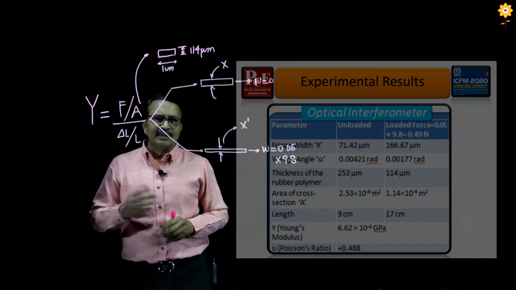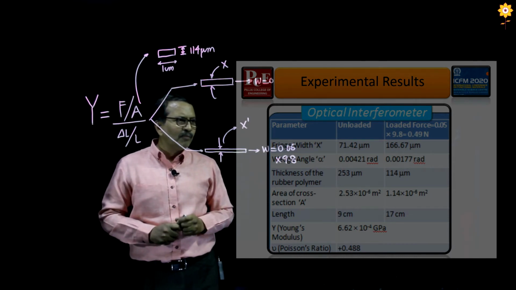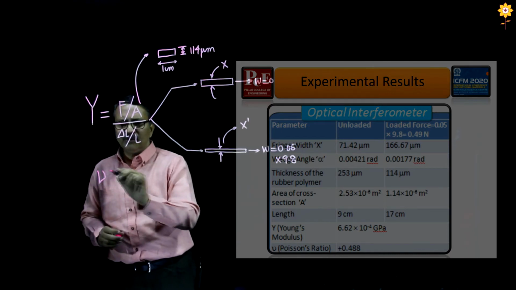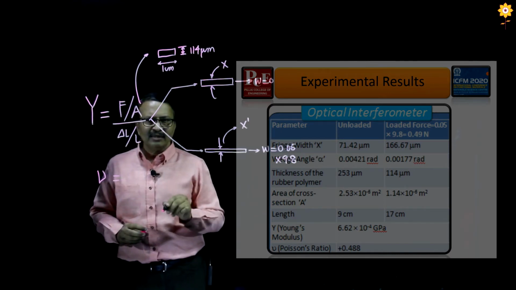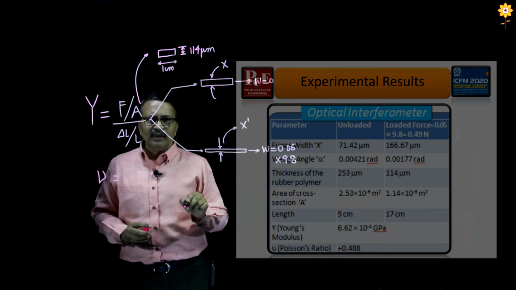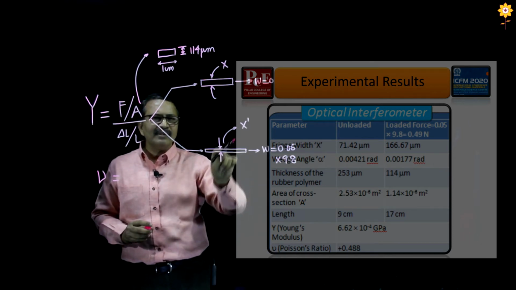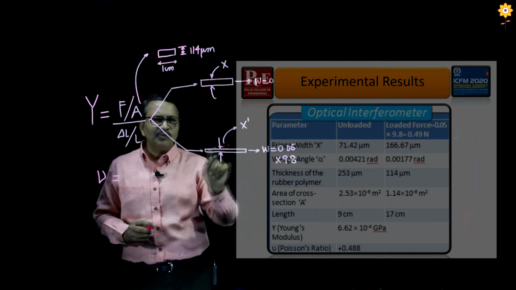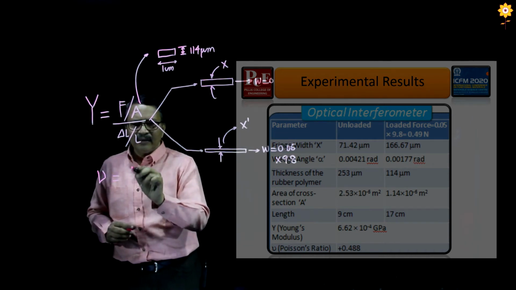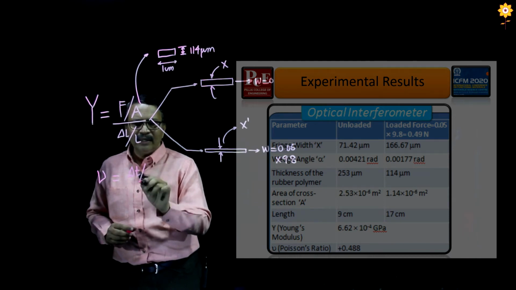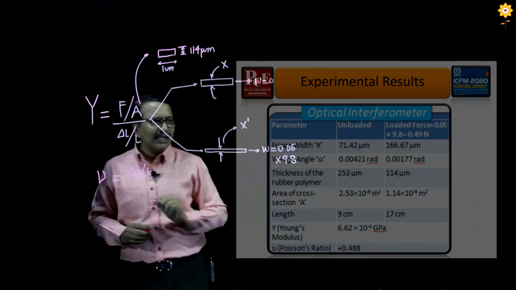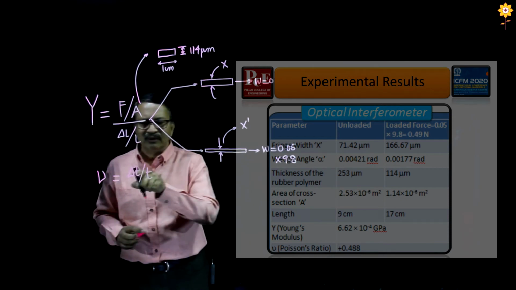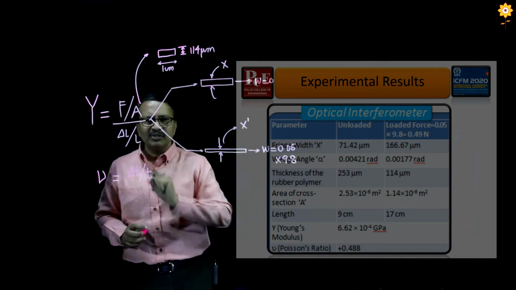Now the next thing: how do I find out the Poisson's ratio, nu? We already learned about the definition. In this case, for the Poisson's ratio, we are measuring the difference in the thickness, in this particular thickness over here. That difference is equal to delta T divided by the original T. This means delta T is 253 micron minus 114 micron. That's the value of your delta T. And what is your T?